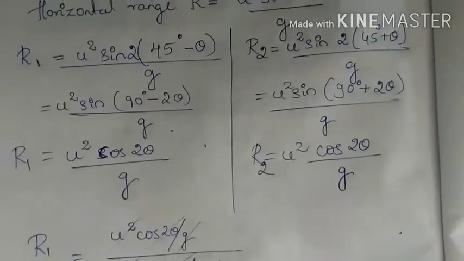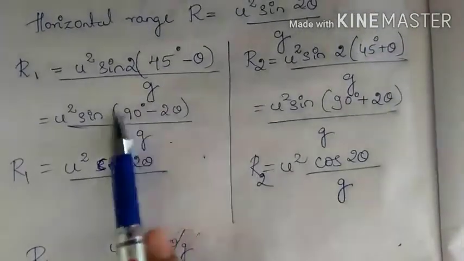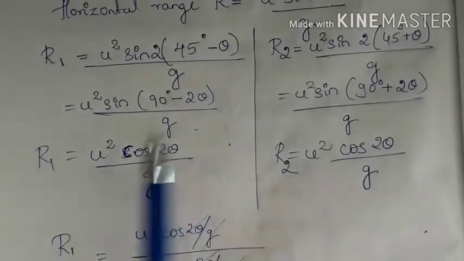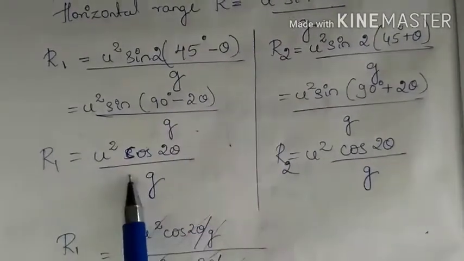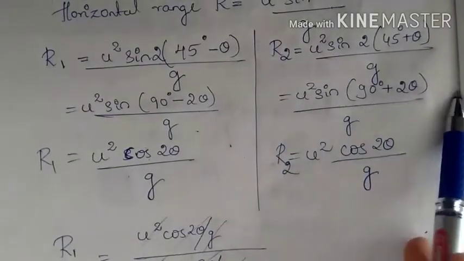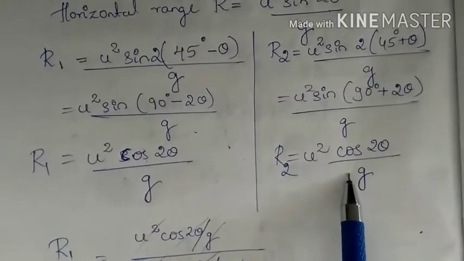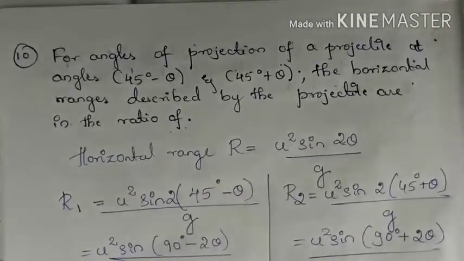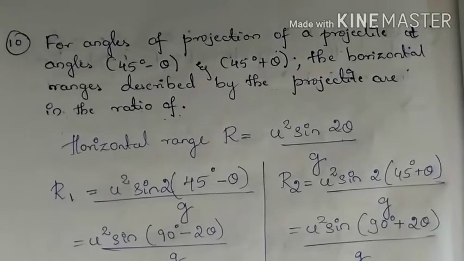So we have not done anything complicated. I discussed this formula in the last class, in the trigonometry class. Then with that formula I directly wrote sin of 90 minus 2 theta is cos 2 theta, sin of 90 plus 2 theta is cos 2 theta. So this is the solution for the 10th question.